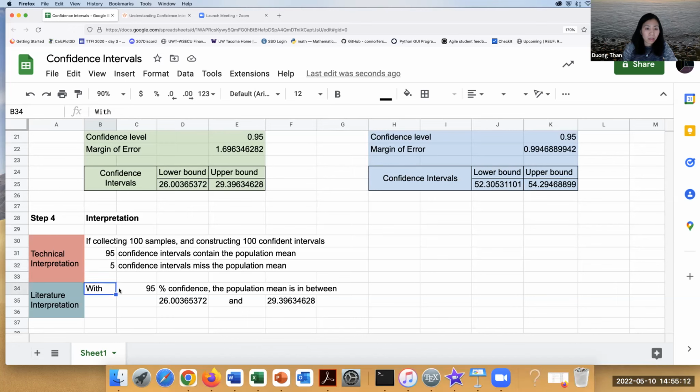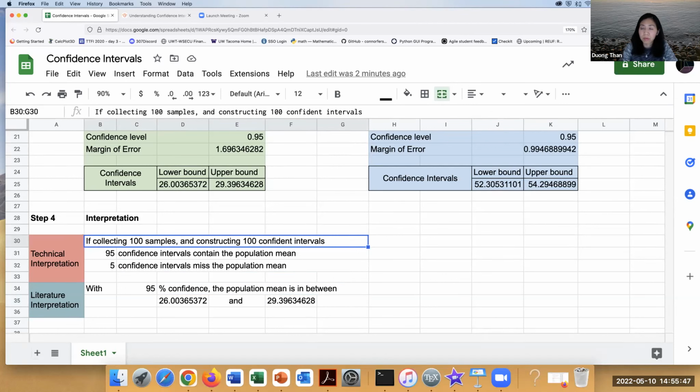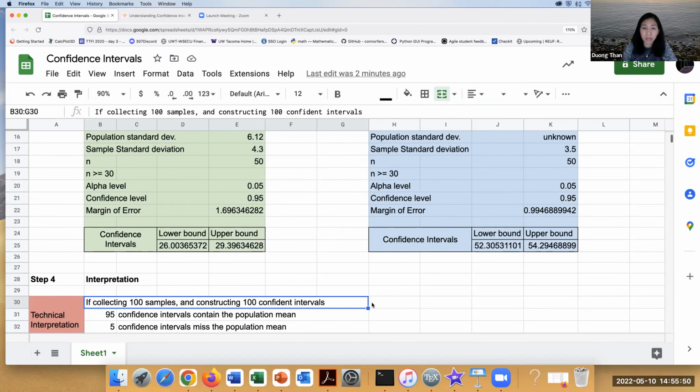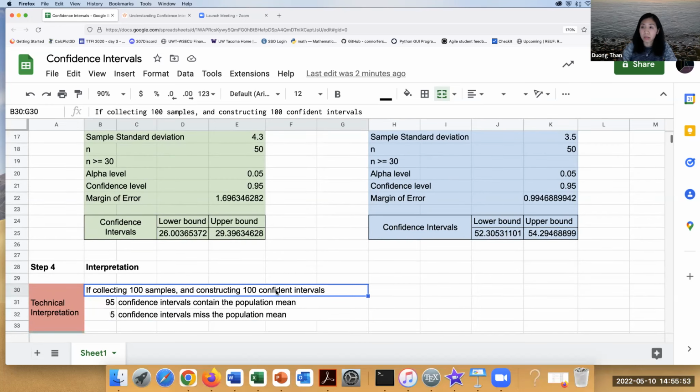And if you want to interpret this result in more plain-language terms, then you can say with 95% confidence, the population mean is in between the lower bound and the upper bound. You just constructed confidence intervals, and you have 95% confidence that you will capture the population mean in between 26 and 29 for the first example. And you do the same interpretation for any of the examples that you run into in this scenario when you have to construct confidence intervals.